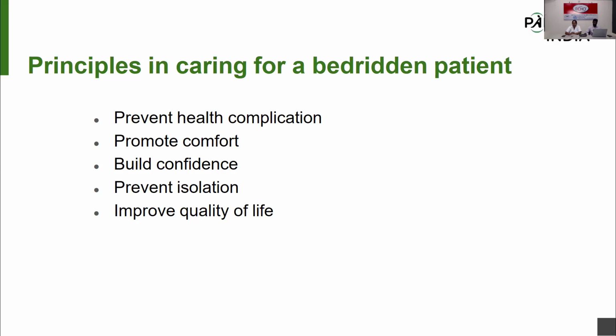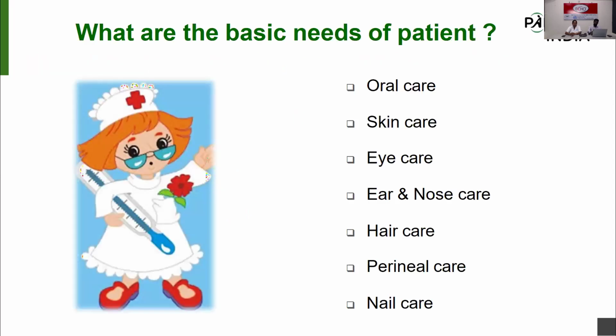Okay, so these are the basic principles: to prevent complications, to promote comfort, to build confidence, to prevent isolation, and also to improve the quality of life. So what are the basic needs of the patient? As we have already gathered the idea, we have to provide head to toe care. The important cares we have to focus on are oral care, skin care, eye care, ear and nose care, hair care, perineal care, and nail care.